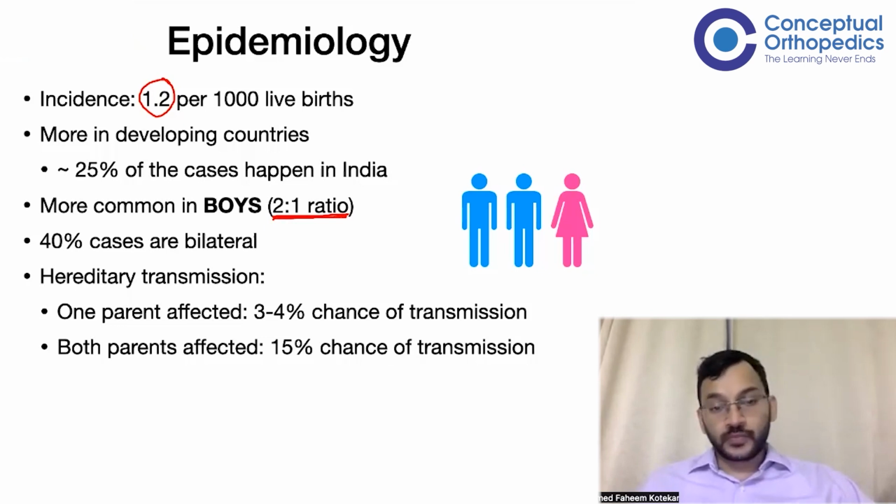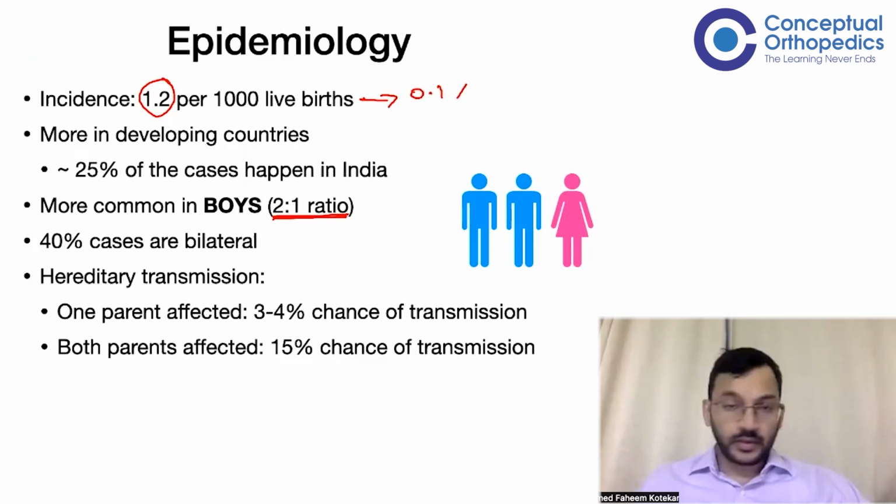Okay, so there also is a hereditary transmission, but it is extremely rare. In the general population, we have about a 0.1% chance, which is equal to a 0.1% risk of having clubfoot in the general population.